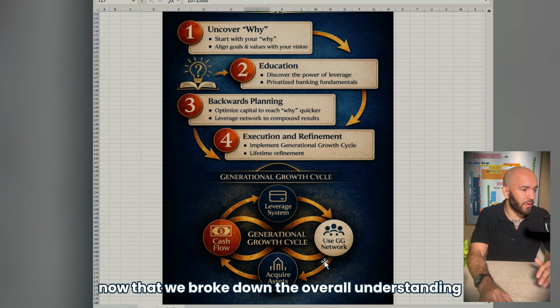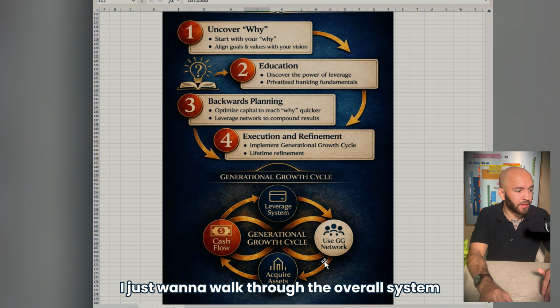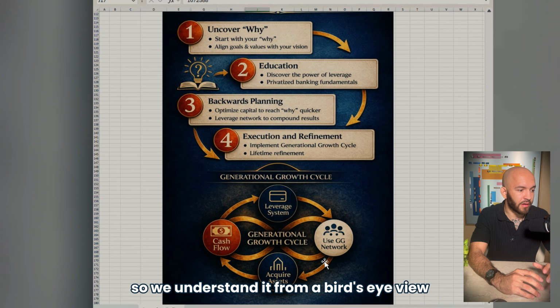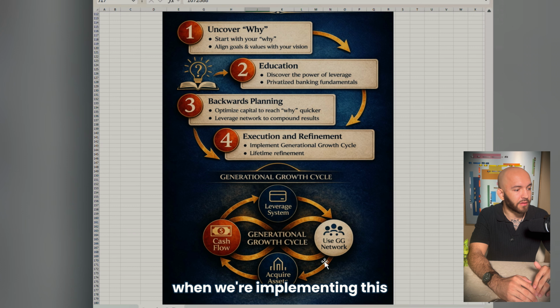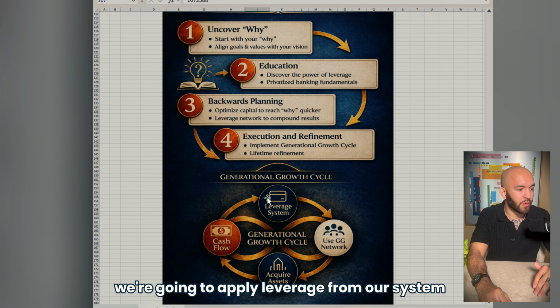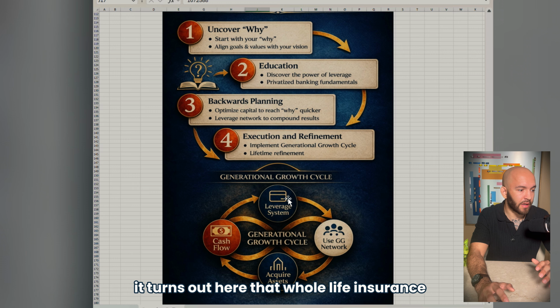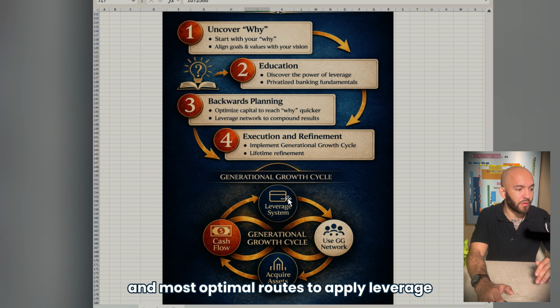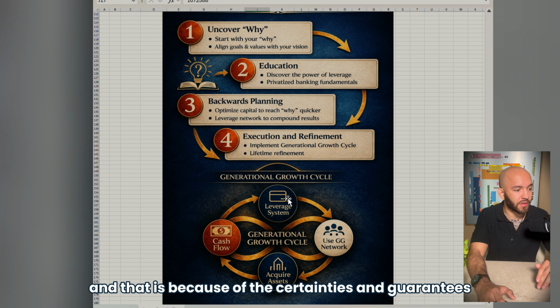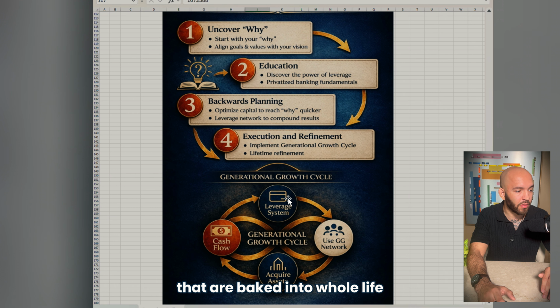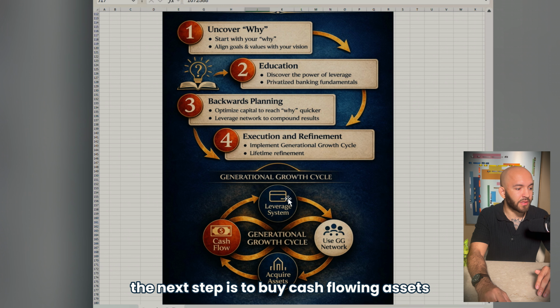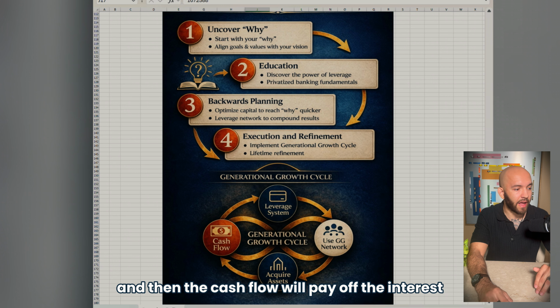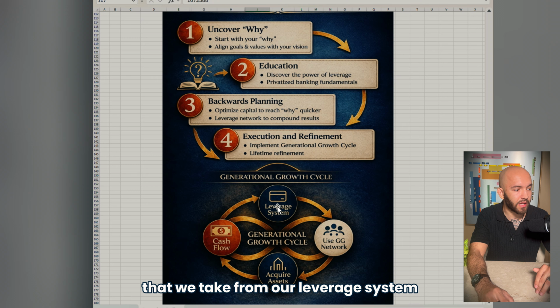Now that we broke down the overall understanding of how to read these policies, I just want to walk through the overall system so we understand it from a bird's eye view when we're implementing this. So with the generational growth cycle, we're going to apply leverage from our system. It turns out here that whole life insurance is one of the best and most optimal routes to apply leverage, because of the certainties and guarantees that are baked into whole life that we just talked about. The next step is to buy cash flowing assets, and then the cash flow will pay off the interest that we take from our leverage system.